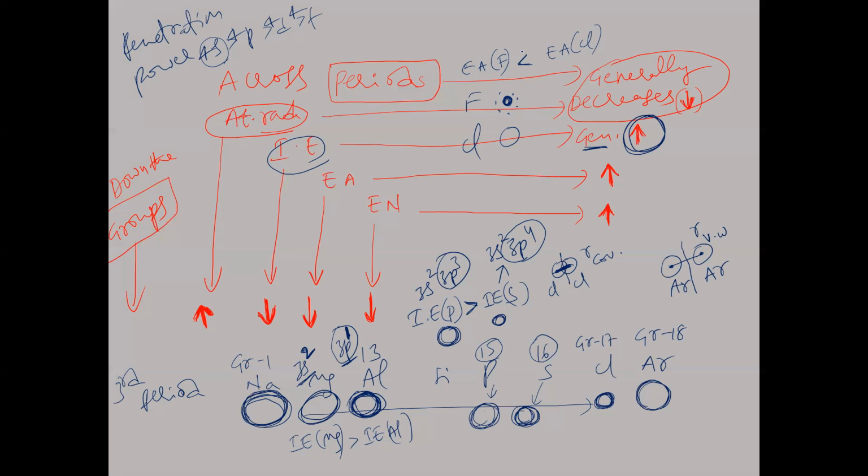The same thing we apply for oxygen and sulfur. Here also oxygen size is smaller and sulfur size is larger. But oxygen has less electron affinity than sulfur. The same reason: due to very small size and greater inter-electronic repulsions, oxygen has less electron affinity than sulfur. So this point we have to understand here. This is about the variation of periodic properties across the period and down the group.